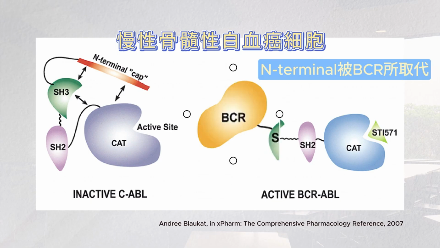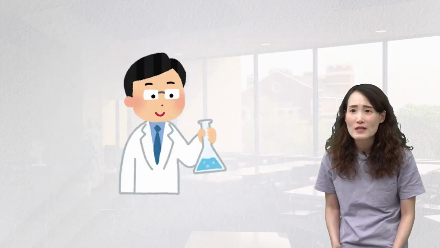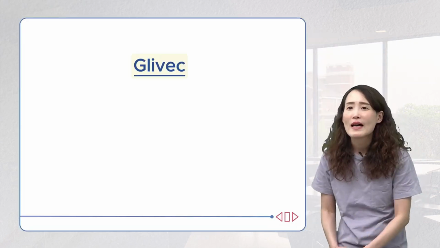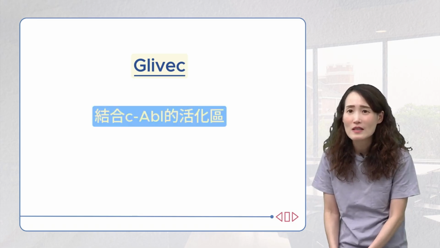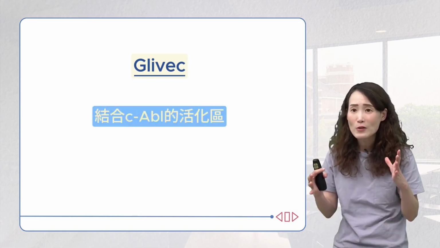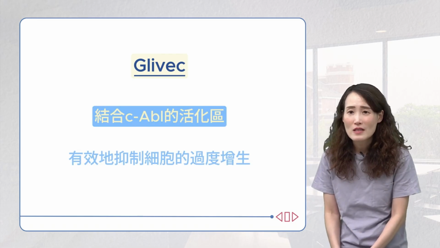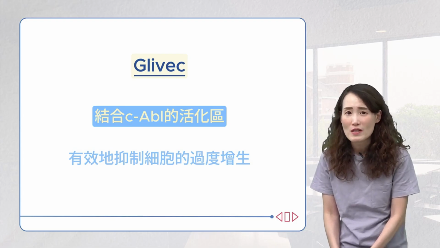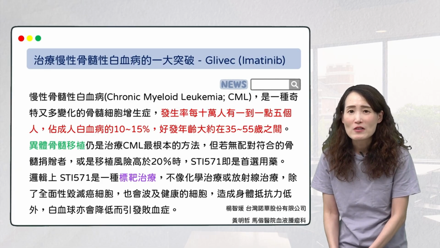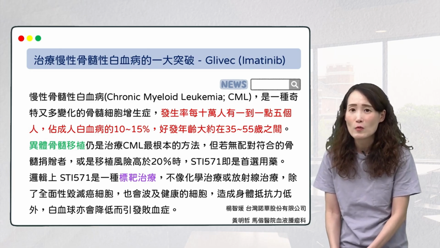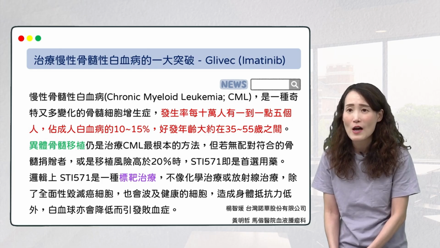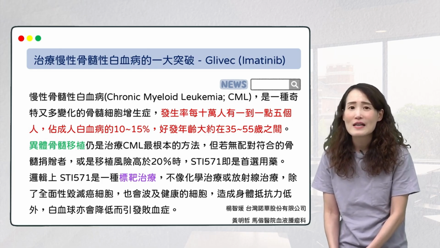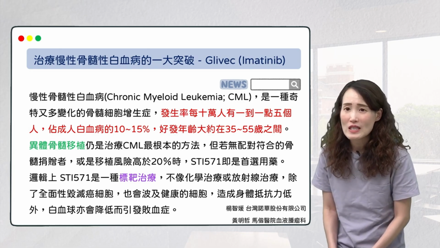Scientists found this carcinogenic mechanism, and they developed a drug called Glivec. Glivec binds to the activation region of c-ABL, effectively inhibiting excessive cell proliferation. Glivec is a major breakthrough in treating chronic myeloid leukemia. Chronic myeloid leukemia occurs in 1 to 1.5 people per 100,000, accounting for 10 to 15% of adult leukemia cases. The typical age of onset is between 35 and 55 years.